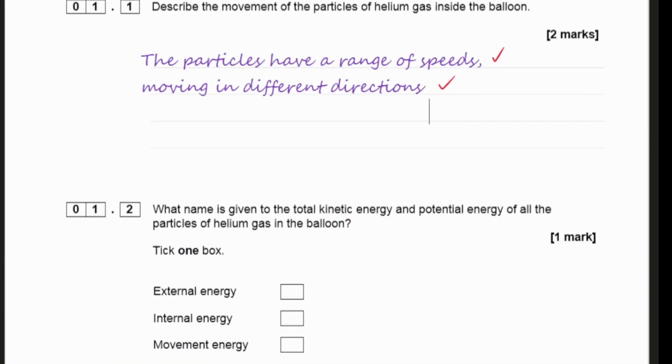What name is given to the total kinetic energy and potential energy of all the particles of helium gas in a balloon? Is it external energy, internal energy, or movement energy? It is called internal energy. Internal energy is the sum of the total kinetic energy and potential energy of the particles.